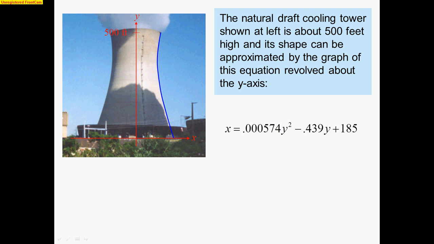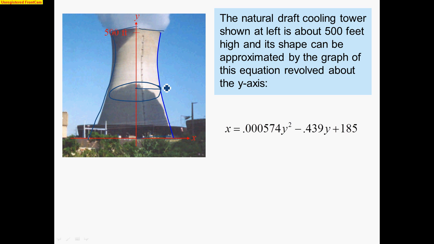It's 500 feet high and the shape can be approximated by this graph. This is just function fitting, right? You can take these measurements and find this function using regression models, and then you spin this. That's how I can do this, and potato chip this thing.